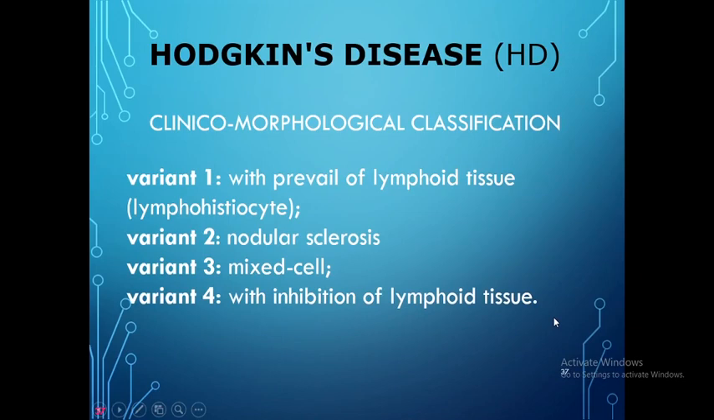Then we have Hodgkin's lymphoma. We have 4 variants of Hodgkin's lymphoma. Variant 1 is prevalence of lymphoid tissue. Variant 2 with nodular sclerosis. Variant 3, mixed cell Hodgkin's disease. Variant 4 with depletion of lymphoid tissue.